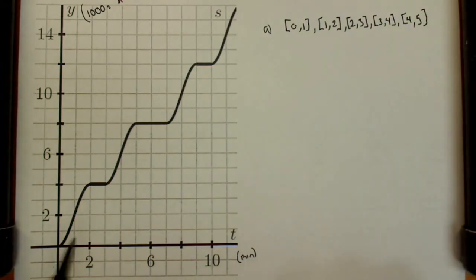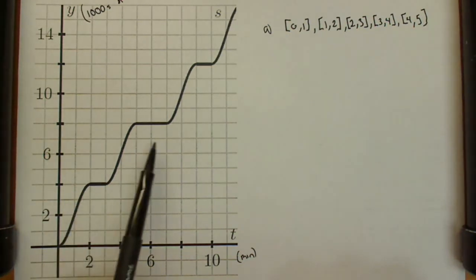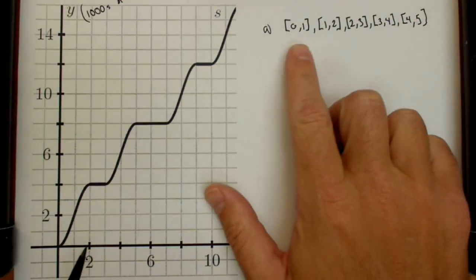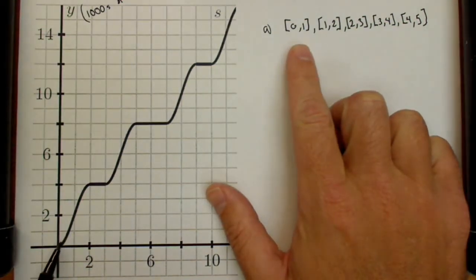Now, part A asks us to describe the behavior of the car over some of the time intervals and discuss what's happening. So first off, we notice that the car is always driving away. So let's look at a few of the intervals. For instance, from 0 to 1, we see that the distance is increasing, and we see that it's concave up, so it's increasing at an increasing rate. So it starts off at rest, and it's speeding up, it's accelerating.